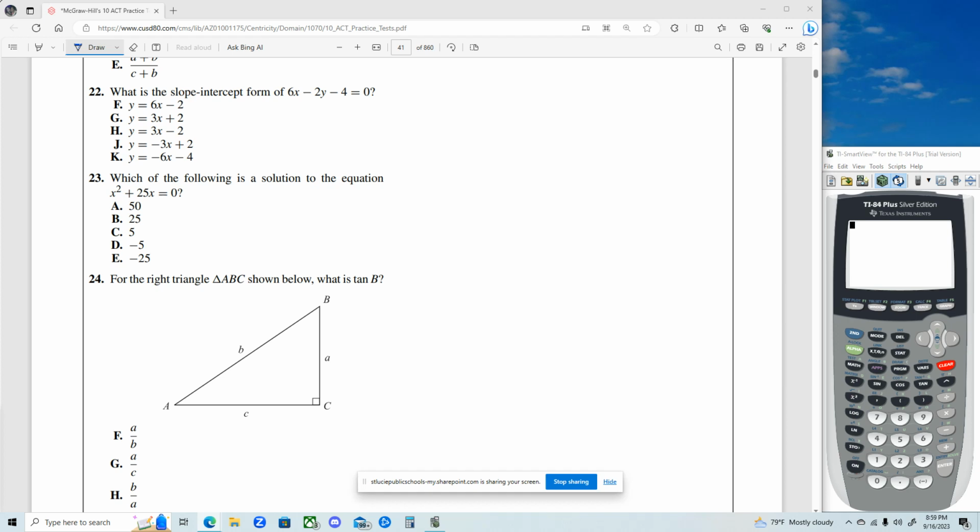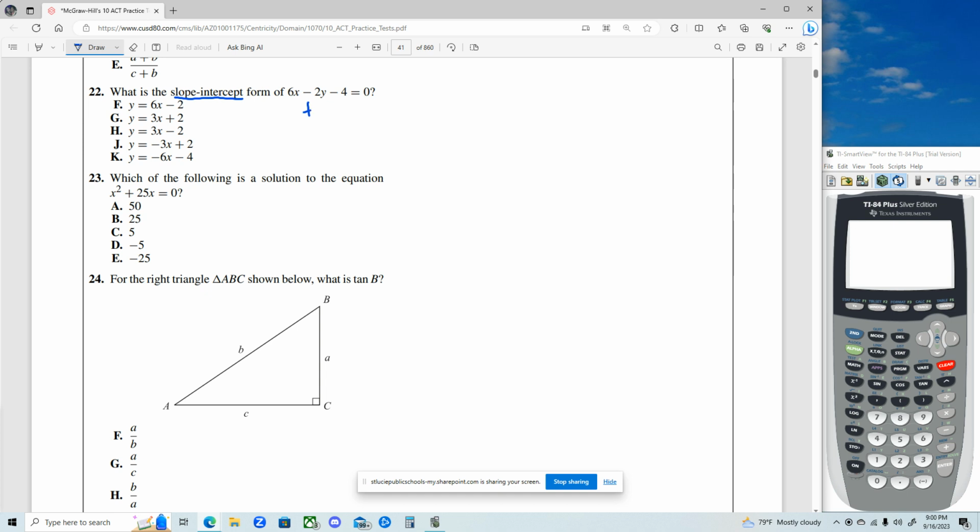And number 22, what is the slope-intercept form of 6x minus 2y minus 4 equals 0? So to solve this, if we look at the answer choices, slope-intercept form is where you solve for y. So right here, my first step is I want to get my y positive.